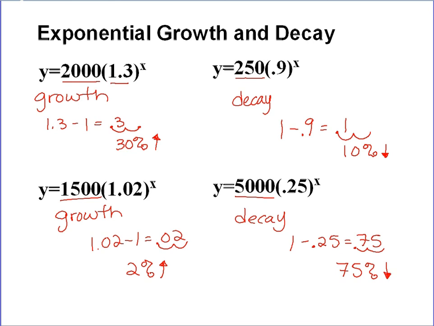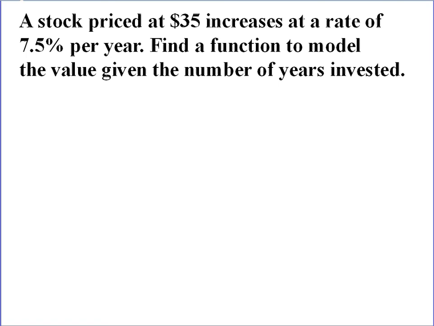Okay, so how does this come up in a problem? A lot of times they'll give you some sort of a situation and you have to figure out how to write an equation that models that. This says a stock price at $35, that's the starting amount. So let's plug that into the starting amount. It increases at a rate of 7.5% per year.